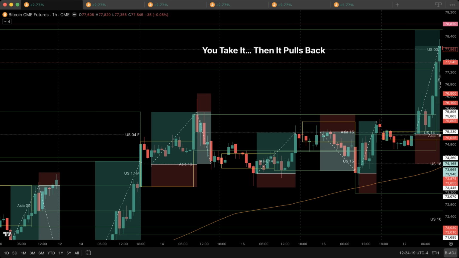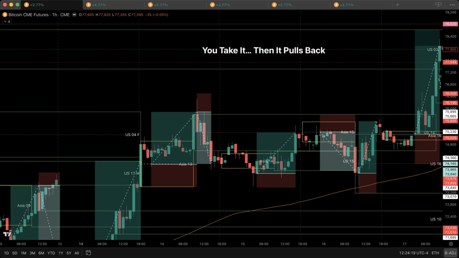Now the sequence accelerates. React, move, pull back, move again, fail earlier, return faster. Now you feel it. You take it. It works. Then it pulls back. You hold. It tests you. You exit. Then it moves again. This is the trap. Not wrong direction. Wrong timing.